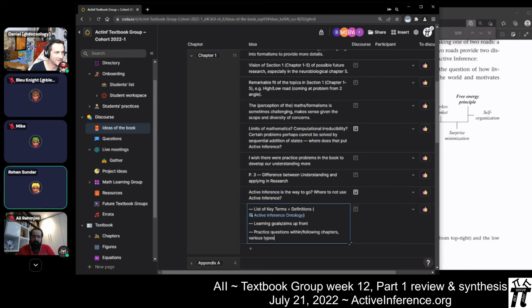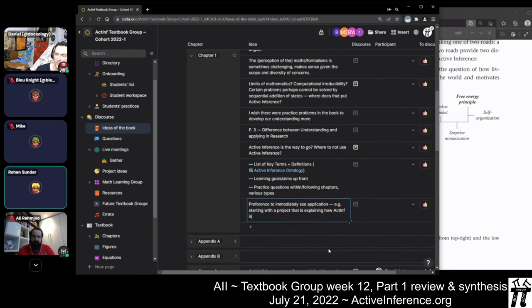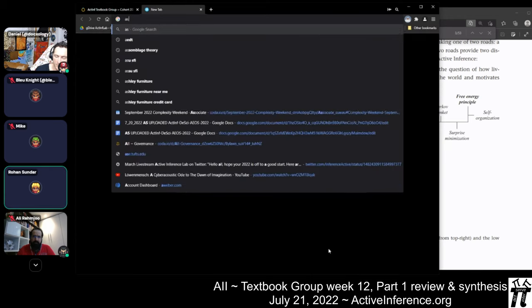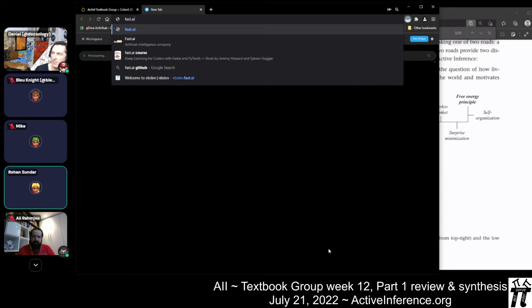So as a practitioner, I work in the engineering field. I'm a control systems engineer. My preference would be to immediately see some application, not necessarily to control systems, but something that begins with a project and explains how active inference is better than its own baseline. That would be interesting to see. A perfect example of this would be Fast AI by Rachel Thomas and Jeremy Howard. They have a very unique way of teaching.